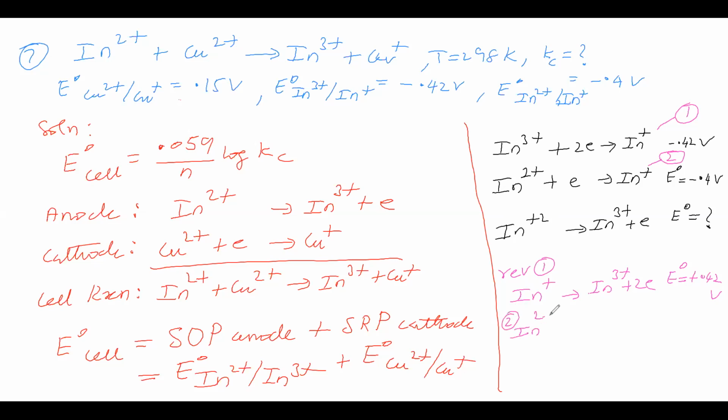So In plus 2 plus electron gives what? In plus 1. For this In plus 1, E naught is how much? Minus 0.4 volt. Now let us add these two half reactions. What is common, we cancel. We are cancelling this electron. Before cancelling the electrons, you make them equal and then cancel.